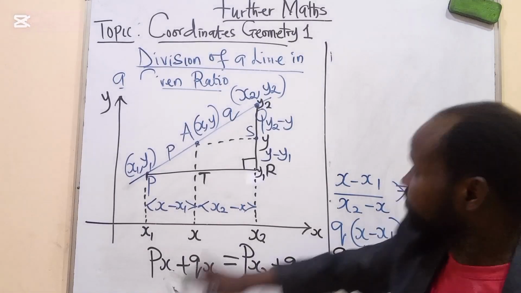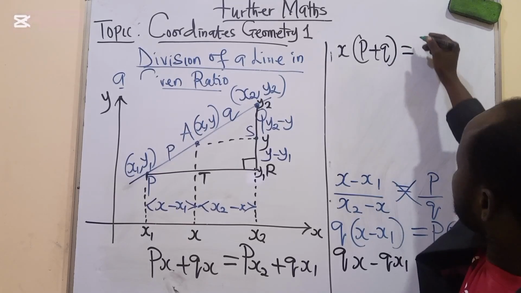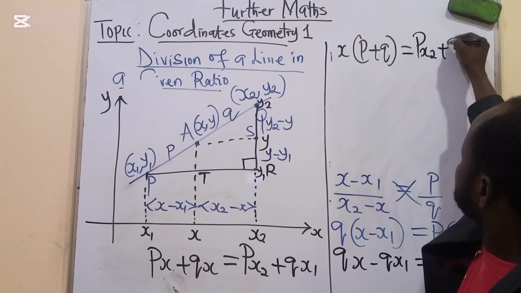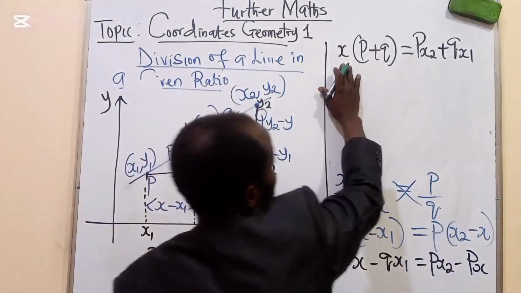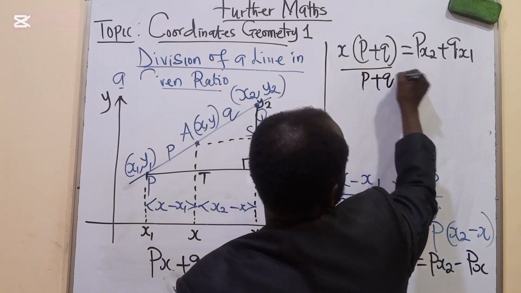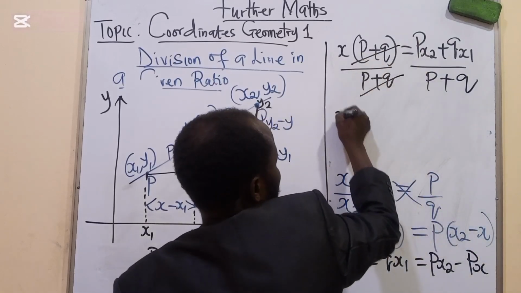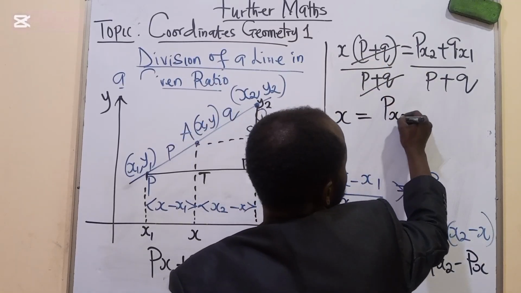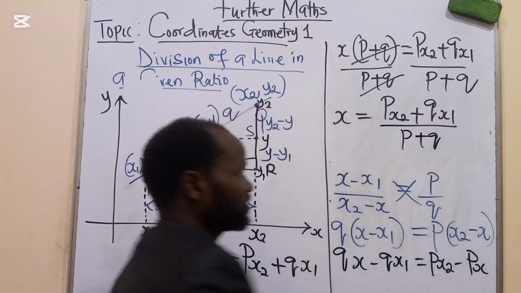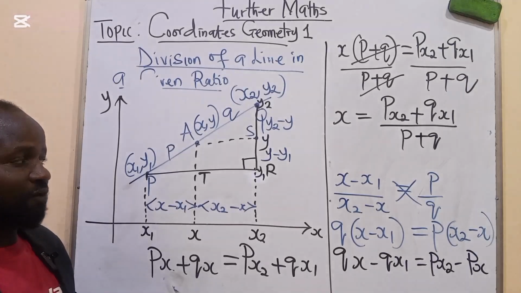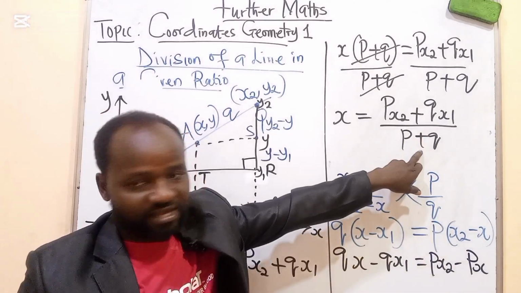We can factor out x here to be x into P plus Q, which will now be equal to Px2 plus Qx1. So to find x now, I will divide both sides by the coefficient of x, which is P plus Q. We are left with x equals Px2 plus Qx1 divided by P plus Q. This is now the formula for the x-axis when we are dividing a line internally. If it is external, we just change this sign to be negative.